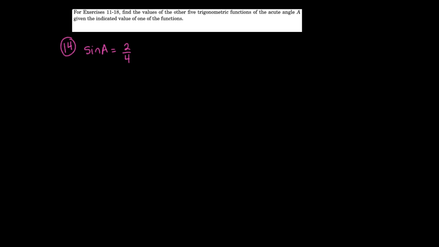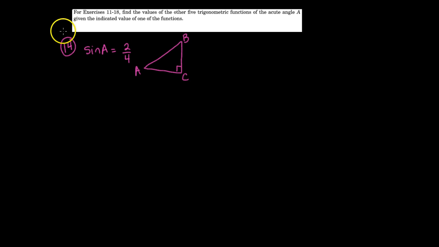So you guys are assigned 11, 13, and 15. I'm going to show you a couple of examples for this sort of exercise, to find the values of the other 5 trigonometric functions of acute angle A given the indicated value of one of the functions. The first one, sine of angle A is equal to 2 over 4. So what you first want to do is draw your right triangle. Sorry, it's not the prettiest triangle. Here's angle A. Here's angle B, then angle C.